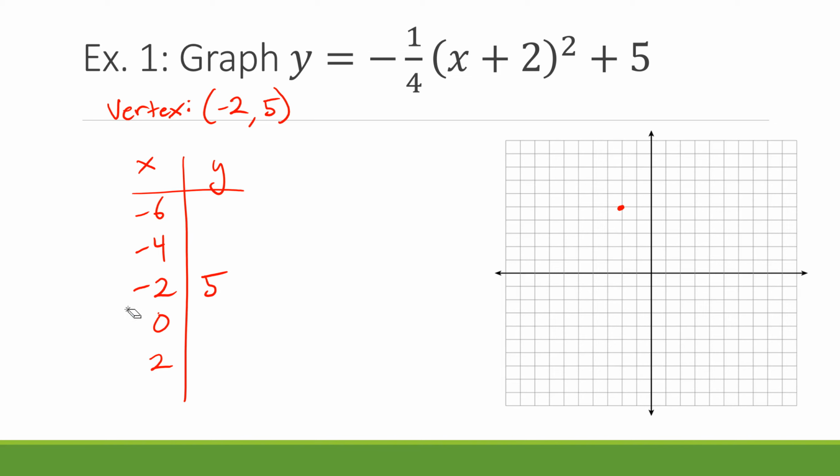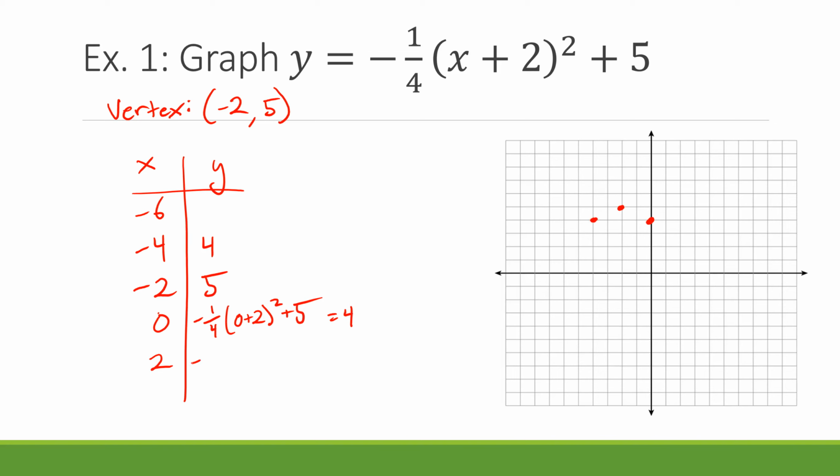That'll be easier. Okay, so negative 1/4 times (0 plus 2) squared plus 5. Let's see. 0 plus 2 is 2. 2 squared is 4. 4 times negative 1/4 is negative 1. And negative 1 plus 5 is 4. So if I go over 0, I'm going up 4. Next, we can use symmetry. Remember, if I'm going up 4 on that side, I'm also going to go up 4 on the other side. So make use of the symmetry.